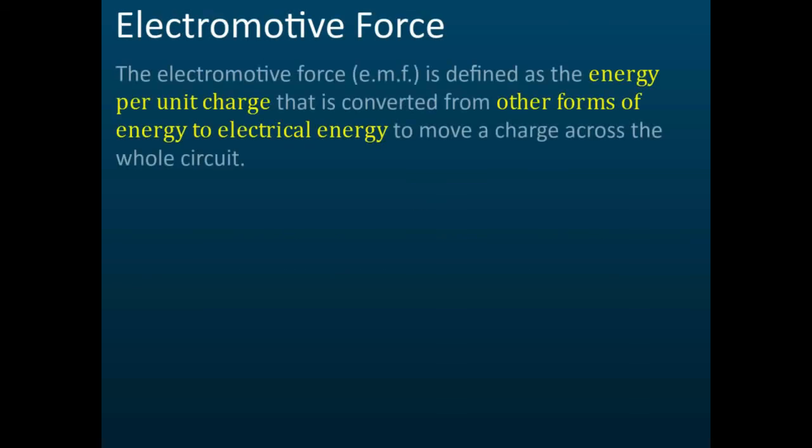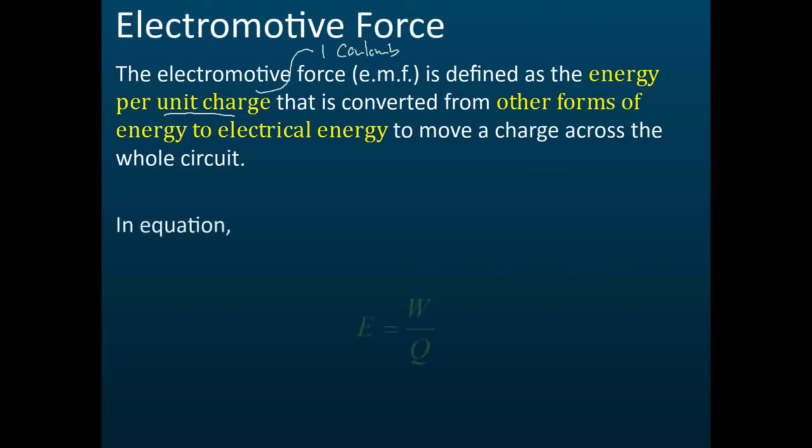Let's proceed to the slide, electromotive force. Electromotive force is defined as the energy per unit charge. Per unit charge means per this unit charge. Unit charge is 1 coulomb of charge. So electromotive force is defined as the energy per unit charge that is converted from other forms of energy to electrical energy to move the charge across the whole circuit. So that is the definition for electromotive force.